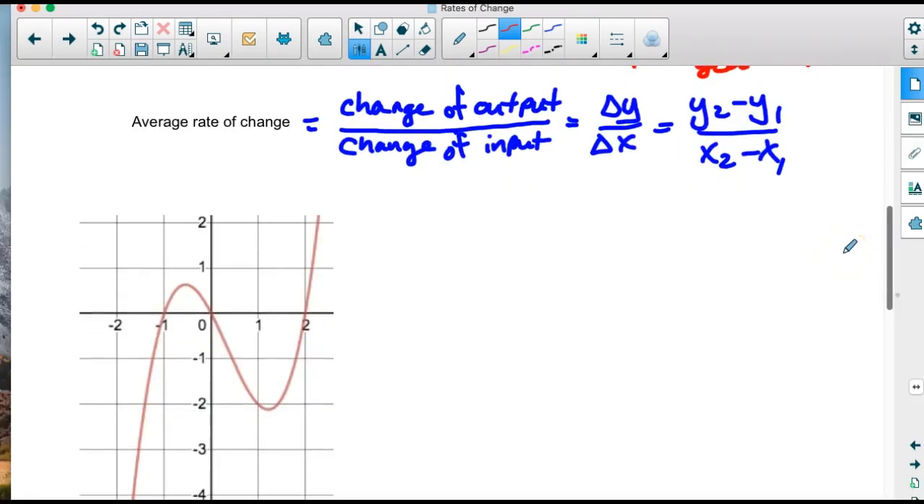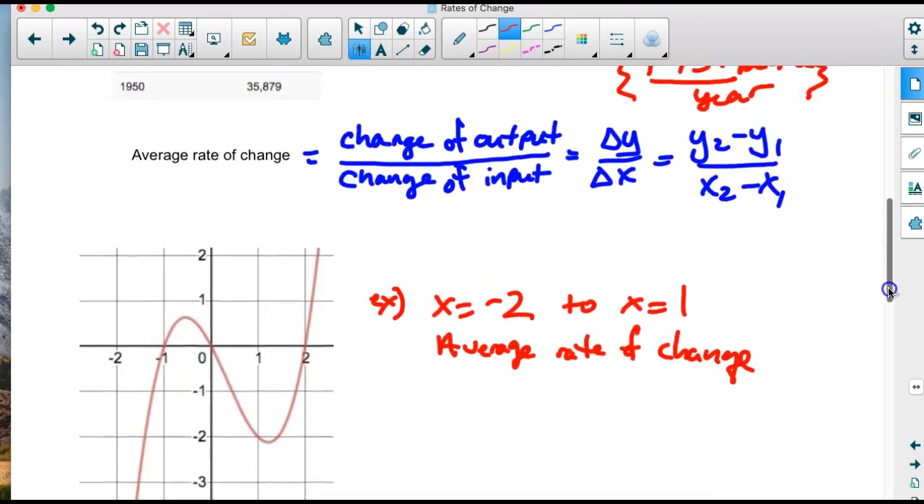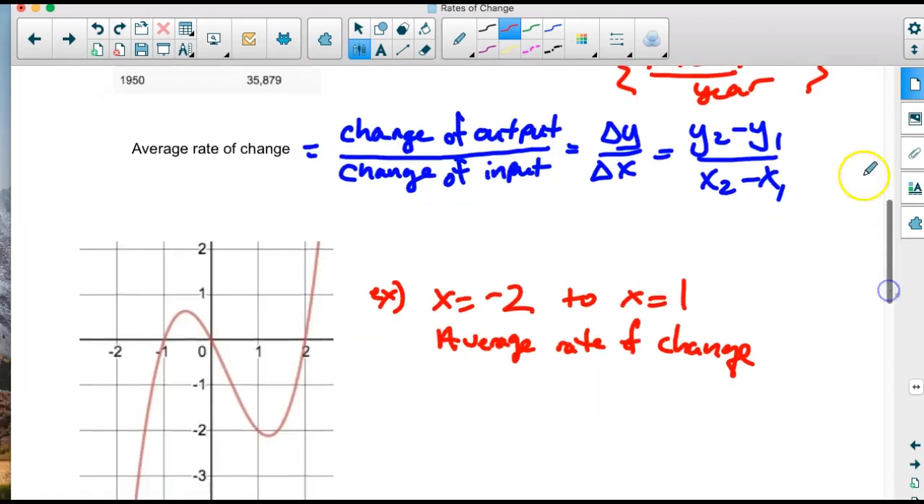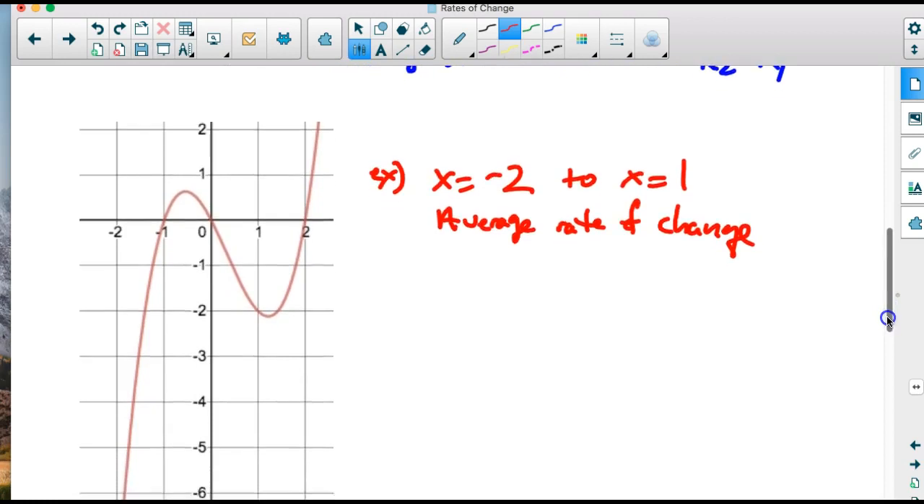So let's say we're going to go from x equals -2 to x equals 1, and we're going to look at the average rate of change there. The average rate of change looks very similar to slope, the slope definition we had in a previous class. It's the same definition. Average rate of change of a graph is the slope between those points here.